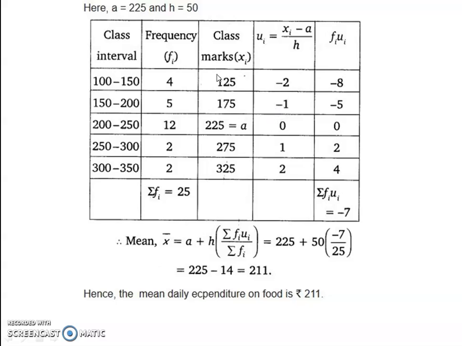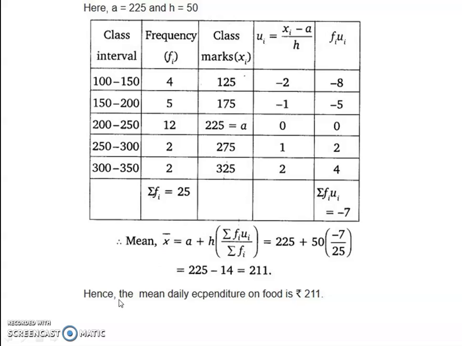Next step is multiply the corresponding fi and ui. 4 into minus 2, minus 8. 5 into minus 1, minus 5. 12 into 0, 0. 2 into 1, 2. 2 twos are 4. Clear?